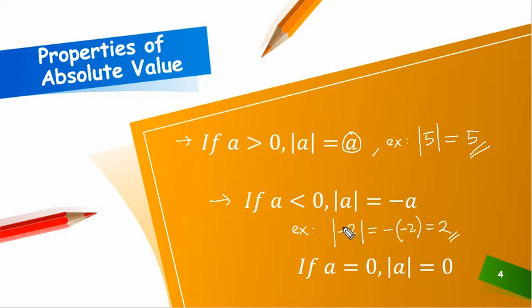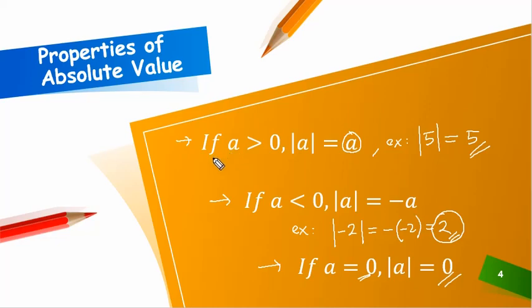So whatever the number, if the number inside the absolute value is negative, then the value becomes positive. And if the number is 0 itself, then the absolute value of 0 is also 0. So 0 doesn't change, because it's not positive or negative, it's just the number in between positive integers and negative integers.